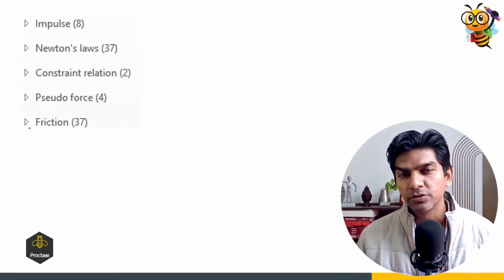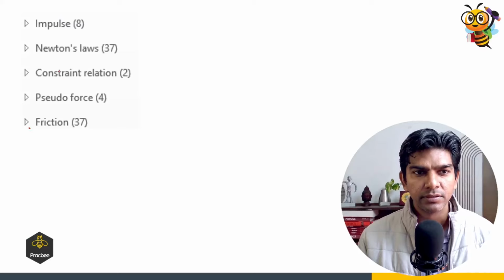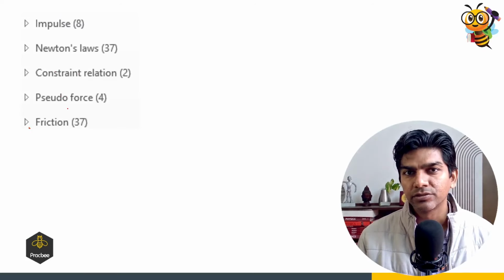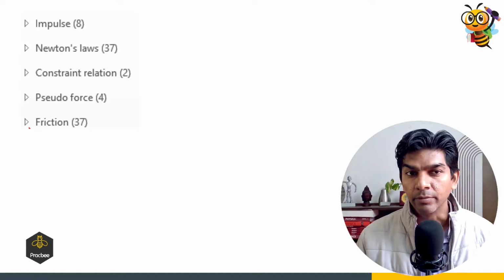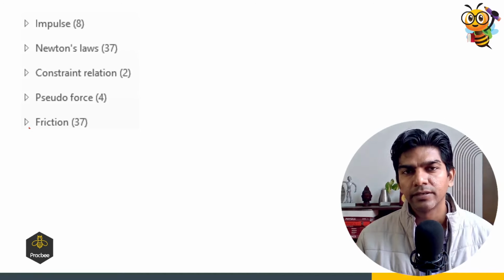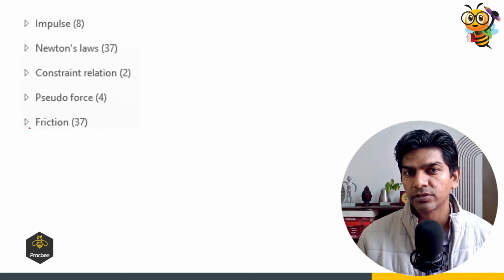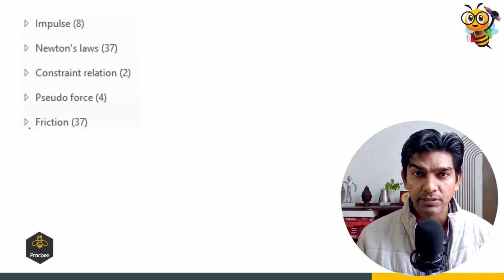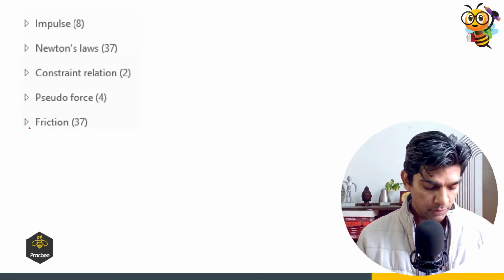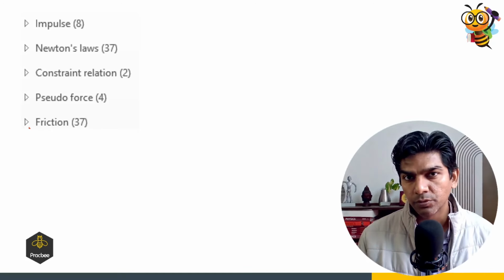So we're going to focus on these 5 areas: impulse, Newton's laws, constraint relation, then the pseudo force concept, and then friction. Impulse I have already discussed in center of mass, right? So if you haven't watched that video, kindly do so, where I have discussed the basic concept about impulse and how to apply the impulse momentum theorem. But still I'll discuss some problems based on impulse.